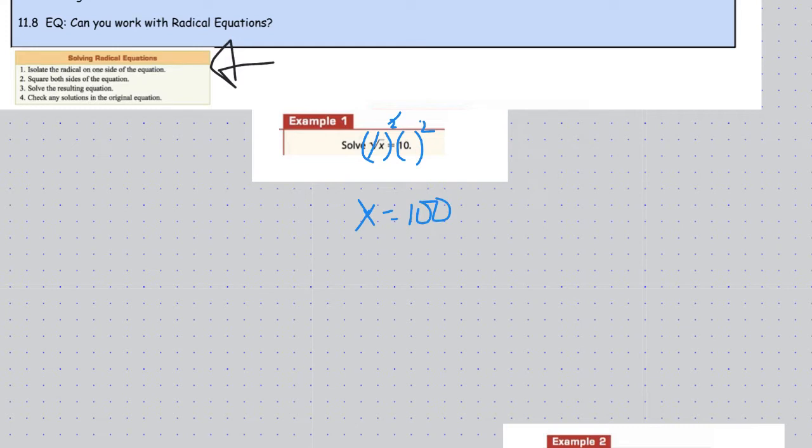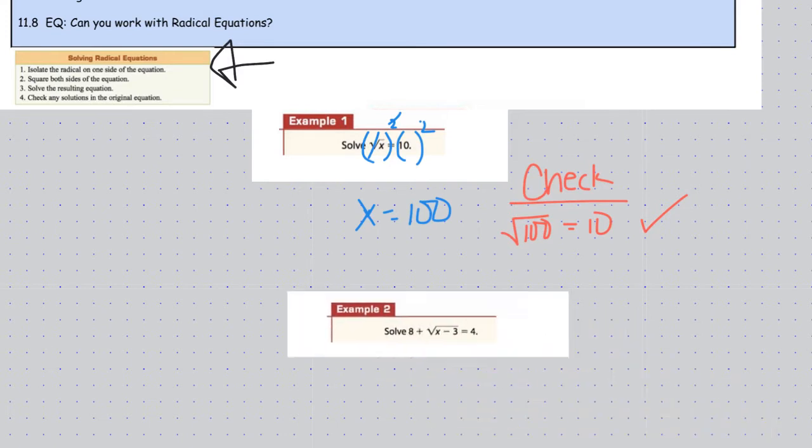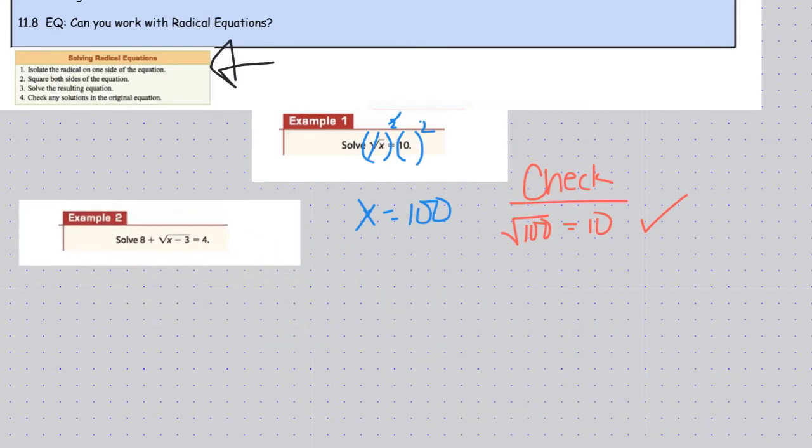Now if we plug that back into the original equation for our check, we can do that. So plug in x is 100. The square root of 100 is equal to 10. Does that work out? Yes, it does. Okay, so that's how we check things. So let's look at example number 2, very similar, but a little bit different.